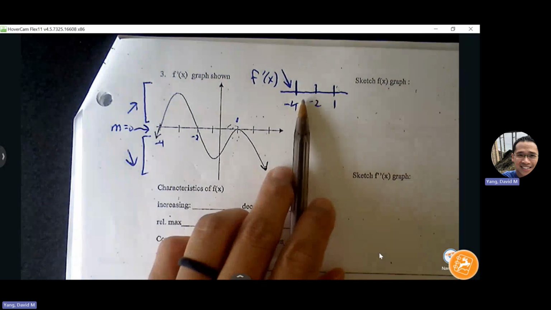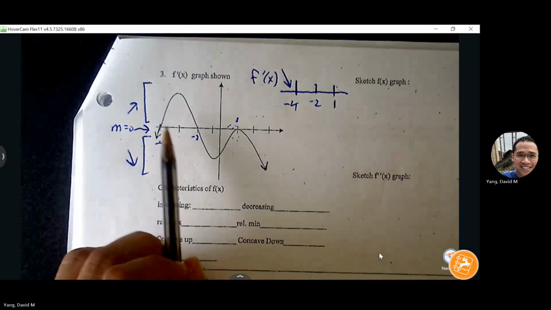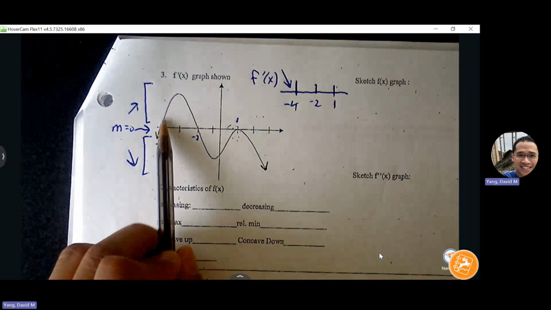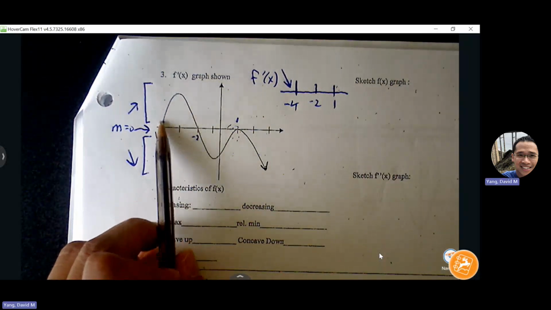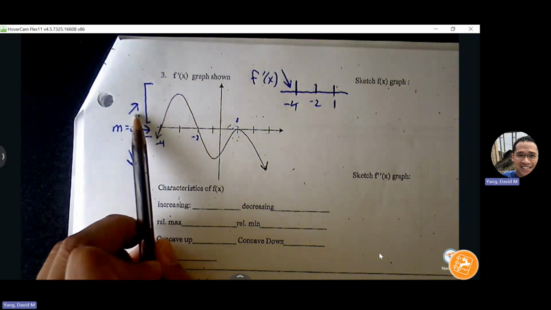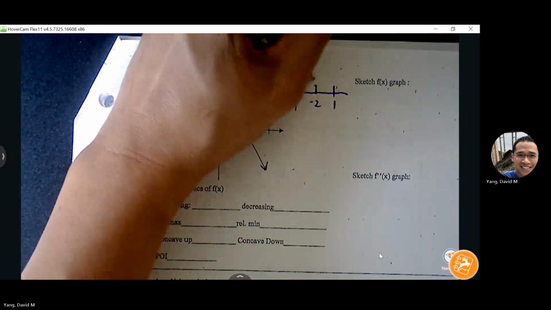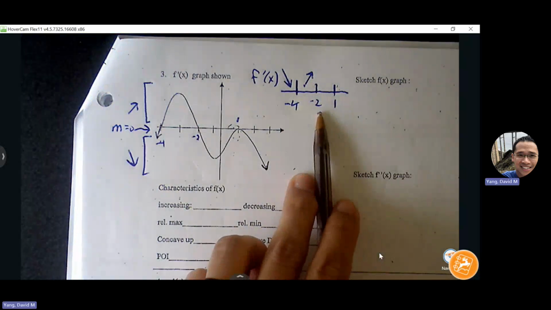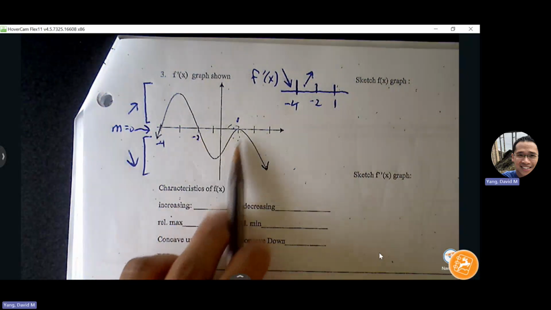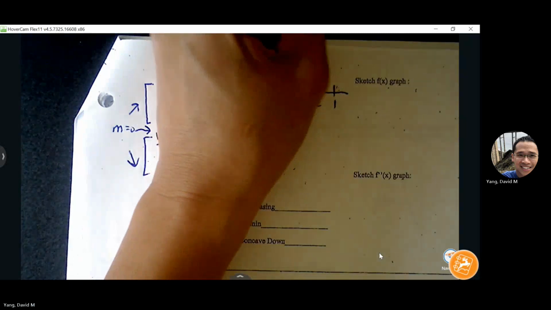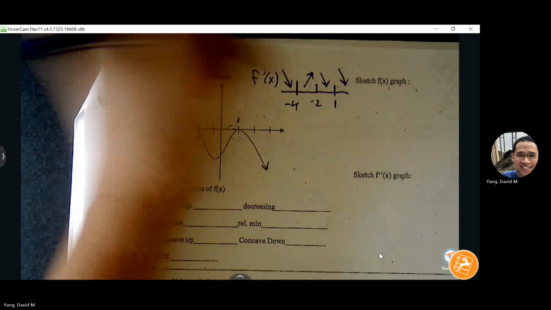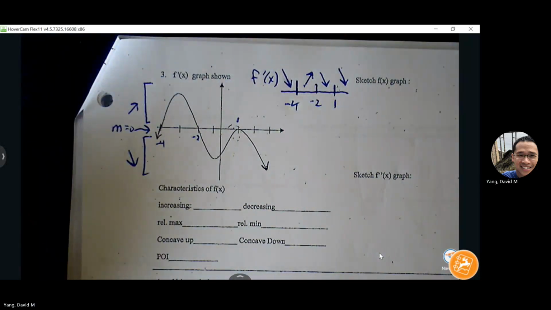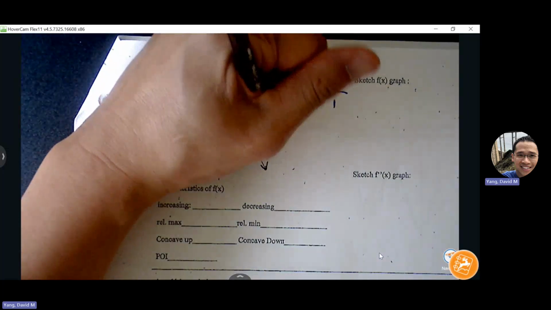What's happening between -4 and -2? It's above the x-axis, right? The loop just indicates that these are all different variations of positive slopes, but these are all still positive slopes because they are all above the x-axis. What's happening between -2 and 1? Below the x-axis. What's happening to the right of 1? Decreasing. Okay. Now, I also want us to create an F double prime sign line.